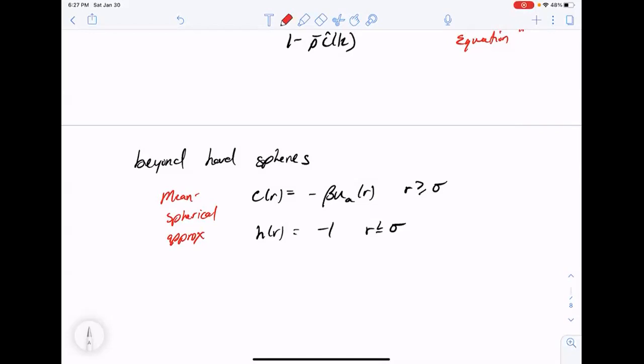So actually the mean spherical approximation works quite well for electrolyte solutions up to concentrations of like 0.1 molar, maybe a half molar, whereas Debye-Huckel theory breaks down well before 0.1 molar. It's only valid up to about 1/100 of a molar.